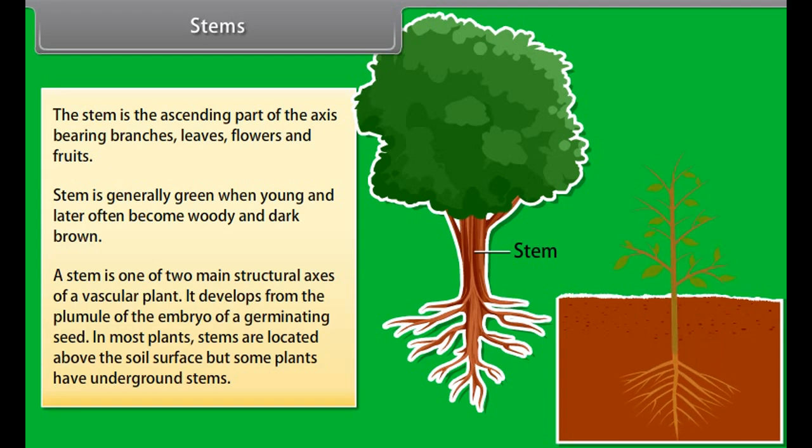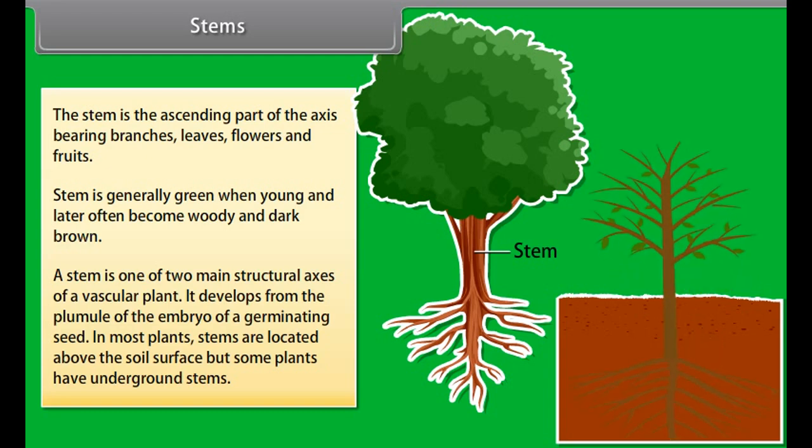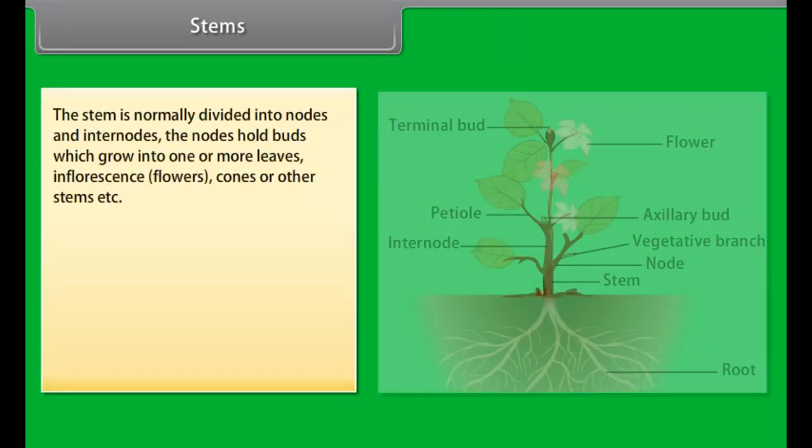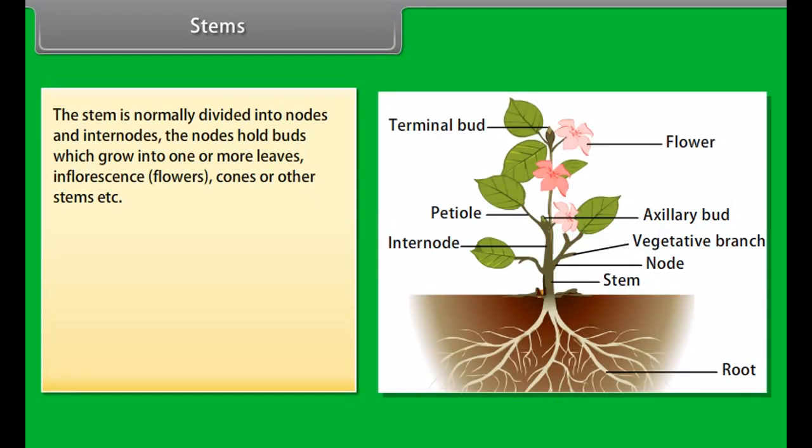In most plants, stems are located above the soil surface, but some plants have underground stems as well. The stem is normally divided into nodes and internodes. The nodes hold buds which grow into one or more leaves, inflorescence flowers, cones, or other stems, etc. The stem bears buds, which may be terminal or axillary.